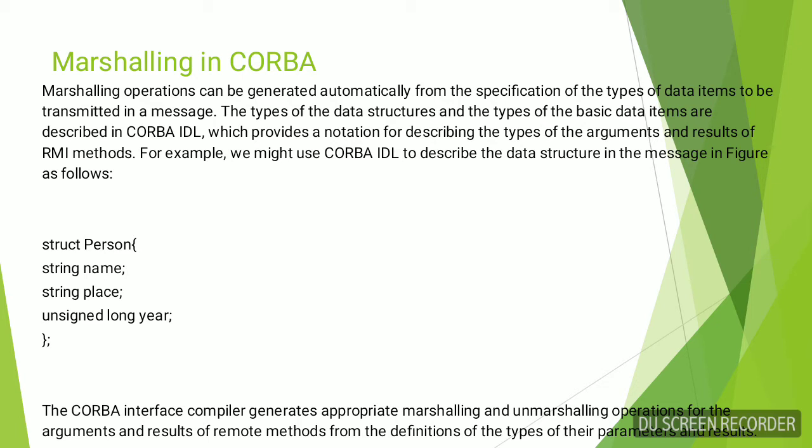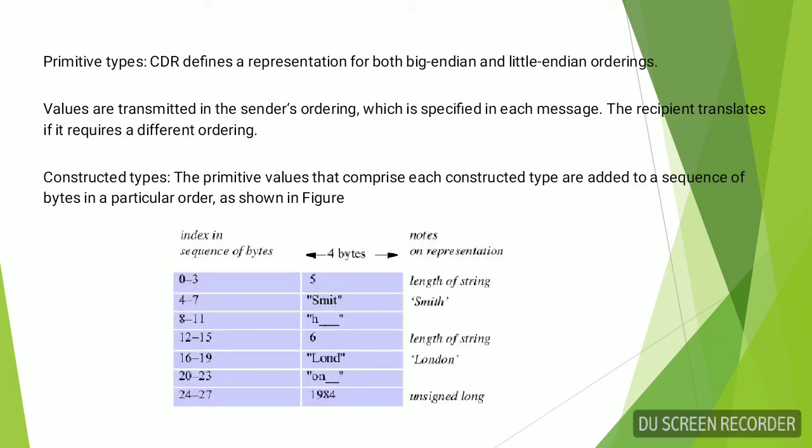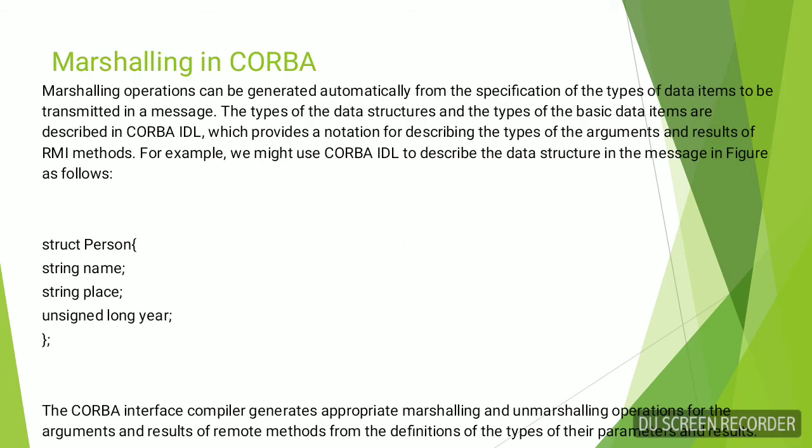For example, we might use CORBA IDL to describe the data structure in the message in the figure as follows. So this is the CORBA IDL representation of the example given before. The CORBA interface compiler generates appropriate marshalling and unmarshalling operations for the arguments and results of remote methods from the definitions of the types of their parameters and results.